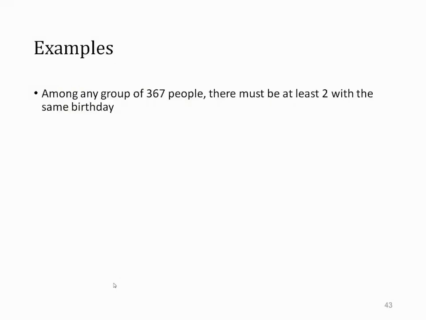Among any group of 367 people, there must be at least 2 with the same birthday. Just now I have given you an example. So birthday is one which is mostly celebrated in school days. So if there are a group of 367 people, there must be at least 2 with the same birthday, because a year has 365 days. So obviously 367 minus 365 is 2. So at least 2 members will be having the same birthday.